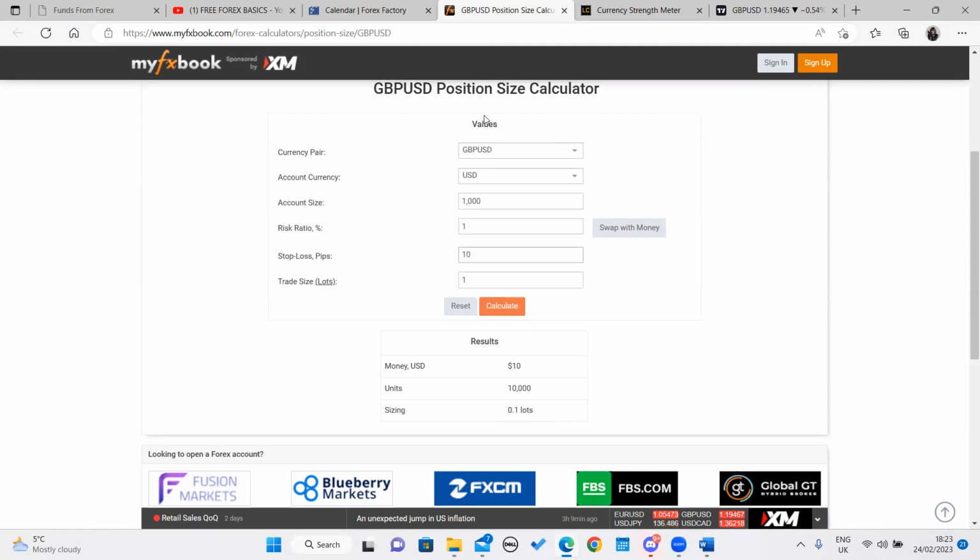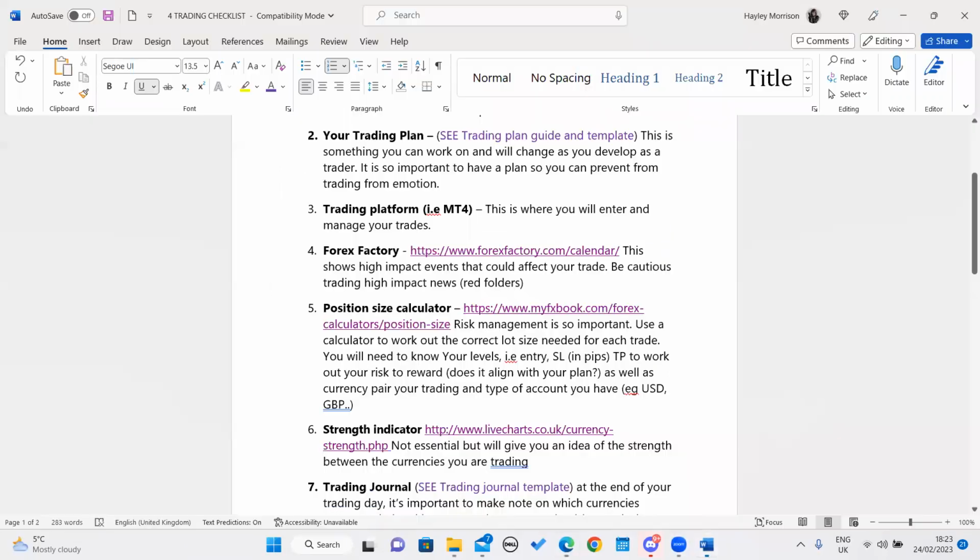So if you were going to calculate and make sure that's right, 10,000 units times 0.0010, i.e. pips, it would come up with $10. And that's literally how you use it. So straight away the lot size you're going to be putting in for this trade, with a 10 pip stop loss, is 0.10 lots. So really good to have the calculator there, very quick.